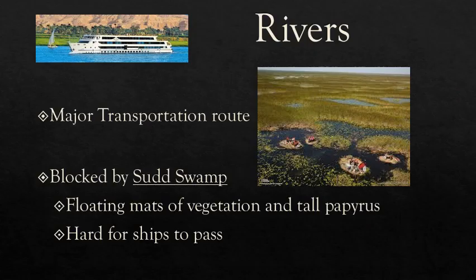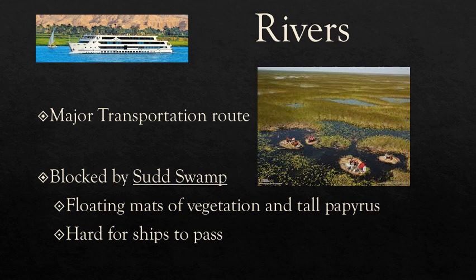We talked about many of the reasons that rivers are so important to the people, but also they're just a major transportation route, so you can move people and move goods from one place to another. Now, the problem is that doesn't help all of the people, because some of the people are stuck with some of these other landforms, and one of them is the Sudd Swamp.